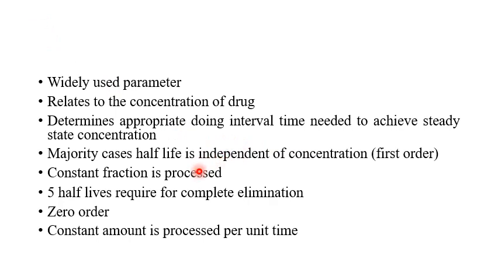Half-life of the majority of drugs is independent of the dose administered. It is because their overall elimination usually follows first order kinetics. It means that a constant fraction of drug is processed per unit time, and in such cases it takes 5 half-lives for the complete elimination of the drug from the body. Whereas in zero order kinetics, a constant amount of drug is processed per unit time. The half-life of the drug depends on the administered dose, and it becomes progressively larger as the dose is increased.